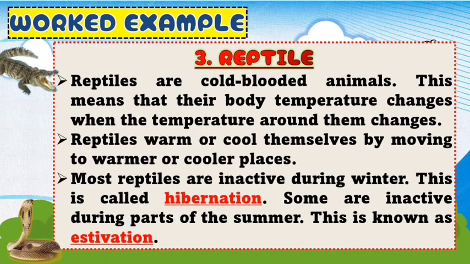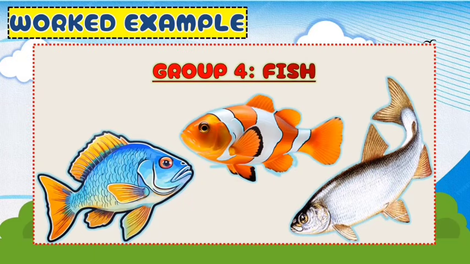Reptiles are cold-blooded animals. This means that their body temperature changes when the temperature around them changes. Reptiles warm or cool themselves by moving to warmer or cooler places. Most reptiles are inactive during winter. This is called hibernation. Some are inactive during parts of the summer. This is known as estivation.